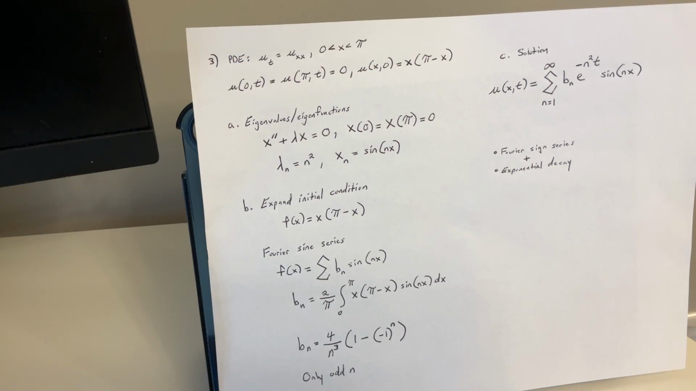Good thing is I'm not throwing everything on here. You can think about where certain things come from. If you got rusty with some things, you could always go back and look things up, and it helps to tie things together. So, Fourier sine series plus exponential decay, that's basically what this boils down to. So technically that's it for number 3.